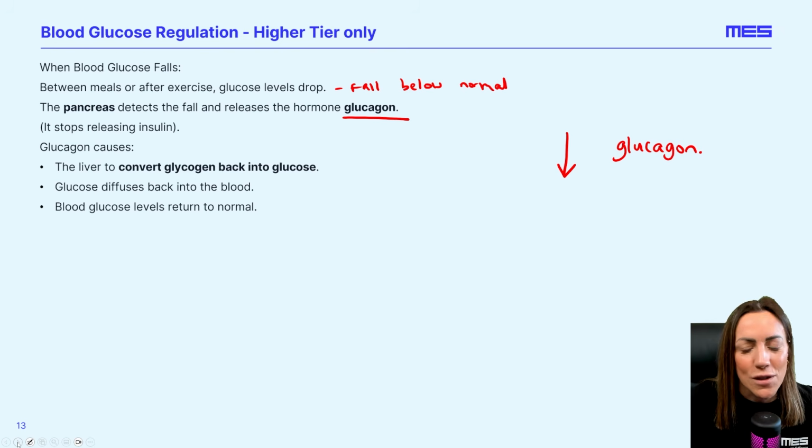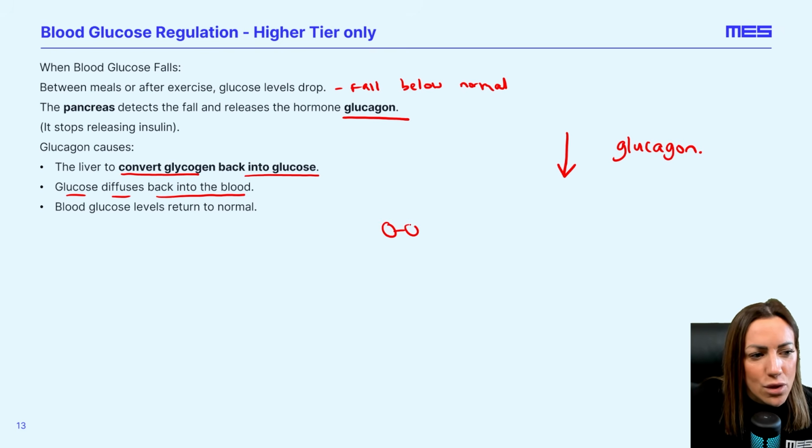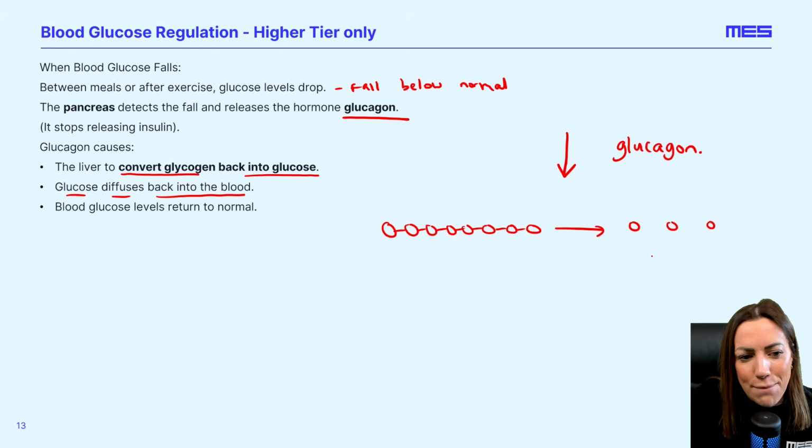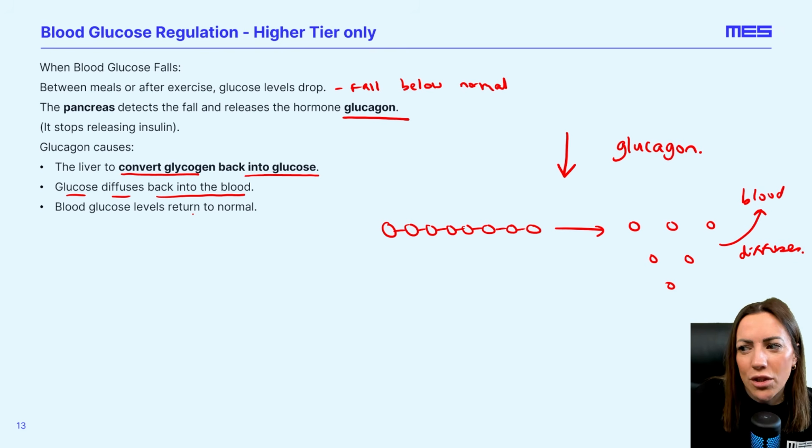Now, what does this cause? This causes the liver, so the liver is one of the target organs, to convert glycogen back into glucose, and the glucose can then diffuse back into the blood. So remember those stores of glycogen that we stored in our liver, they get broken down back into glucose and the glucose diffuses back into the blood. Okay, and that is to bring our blood glucose levels back to normal or to increase them back to normal.